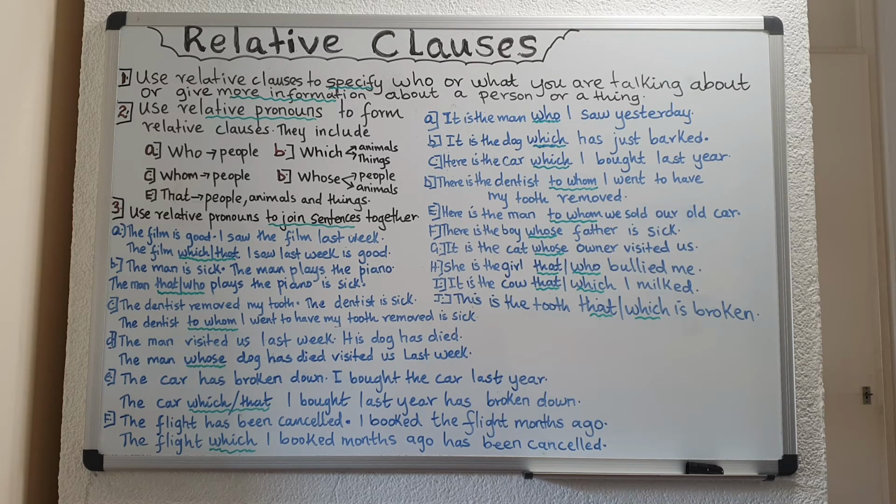Now, F, there is the boy whose father is sick. There is the boy whose father is sick. So there are several boys, and you want to be very specific so that someone knows exactly which boy you're talking about. So you'd say, there is the boy whose father is sick. Again, a boy is a person, so you use the pronoun whose. But in this case, you can also use the personal pronoun that. There is the boy, okay? There is the boy whose father is sick.